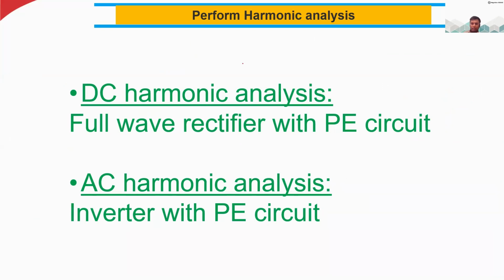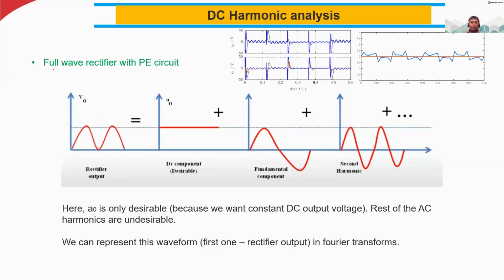We will see the DC harmonic analysis by using one circuit. It's called a full wave rectifier with P circuit. You know rectifier, full wave rectifier. So half wave rectifier means what? What does rectifier mean? AC to DC, right? It is called a rectifier.